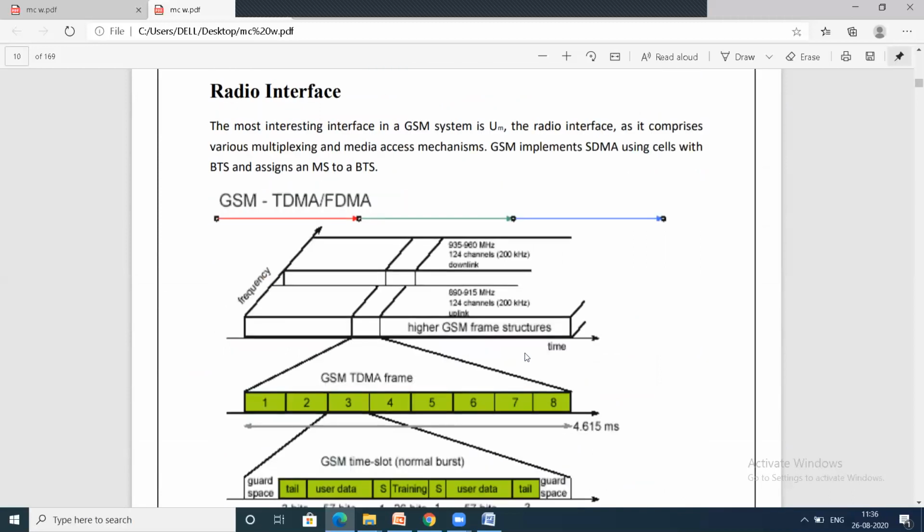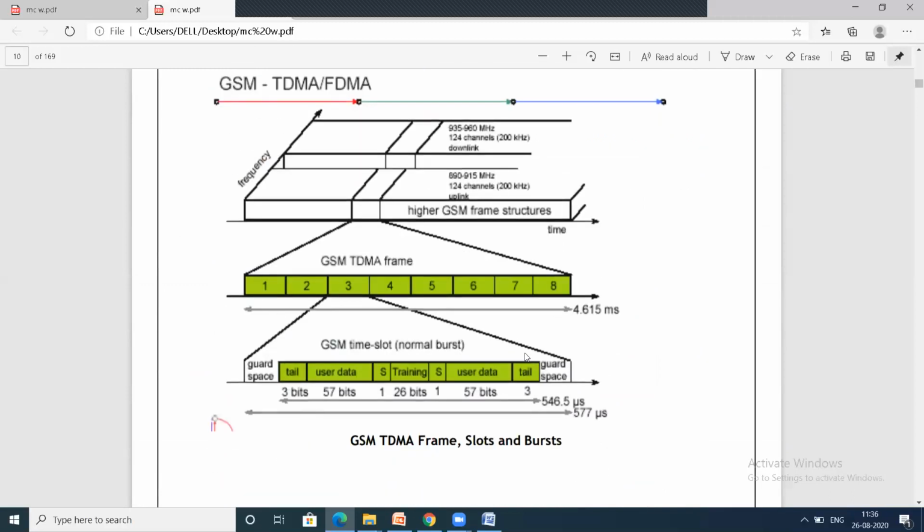Now, next we discussed the radio interface. This particular diagram shows GSM TDMA and FDMA frames. Here in this diagram, the SDMA is absent. Here we have three components. One is SDMA. It will take care of the mobile device.